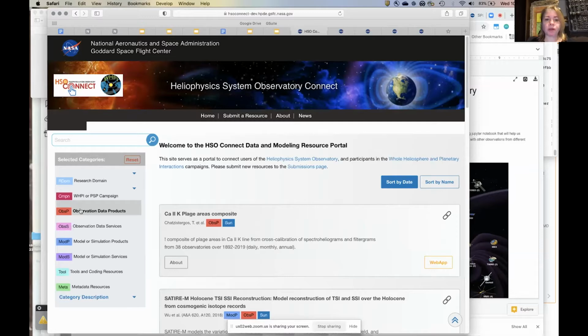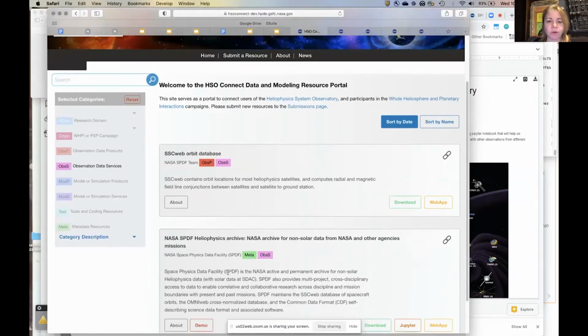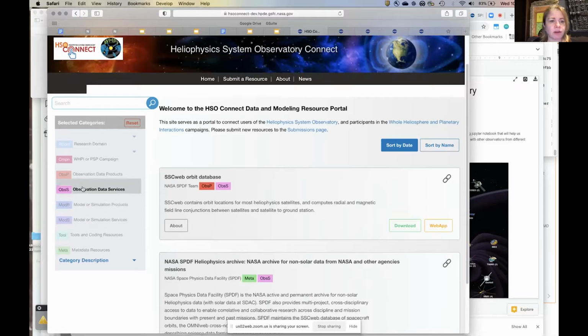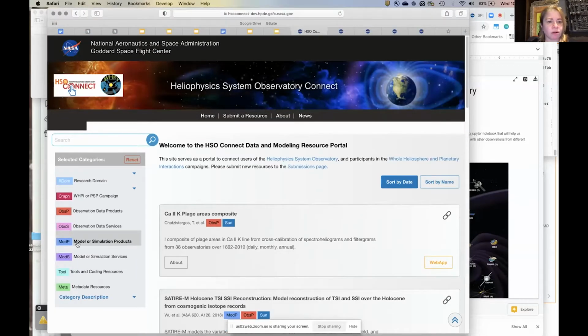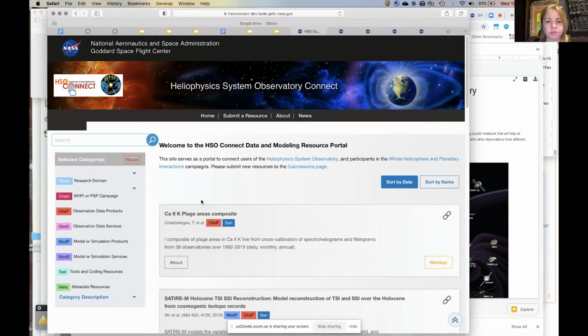Finally, there's the type of product. There are observation data products. There are services, which are comprehensive services that don't just serve one type of product. They serve a variety of things. There are model or simulation products. There are model or simulation services. Oops, none there yet. And then there are also tools and coding resources, things that don't necessarily serve data, but are things that allow you this connection.